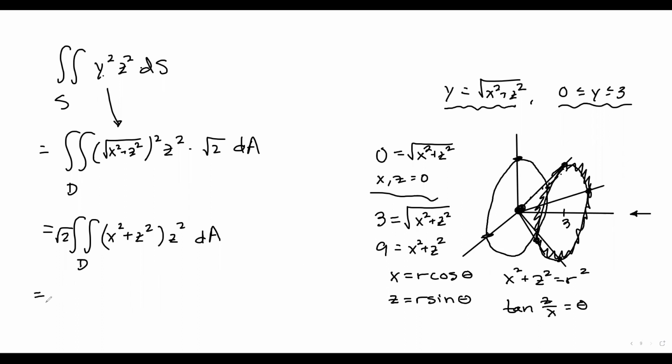Okay, and with that in mind, we can change this over into polar coordinates. X squared plus z squared becomes r squared. Z is r sine theta, so we're going to get another r squared sine squared theta. dA becomes r dr d theta. Our r bounds go from 0 to 3, and our theta bounds go from 0 to 2 pi.